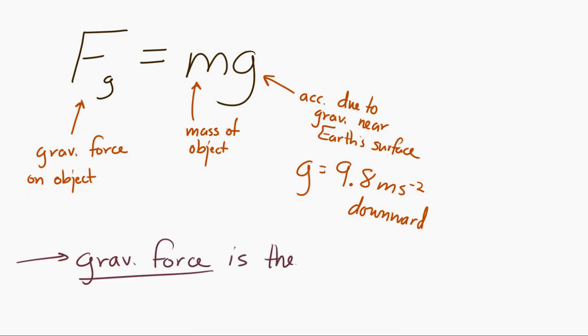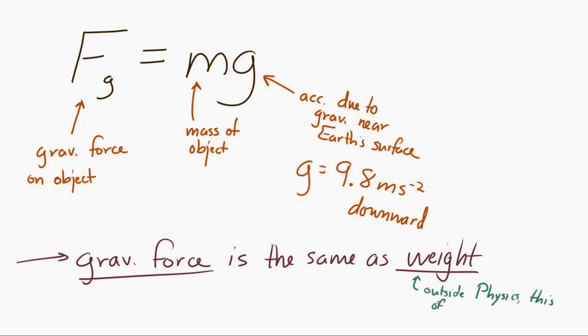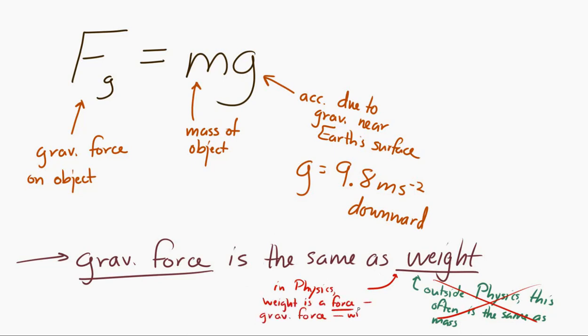So this is a little confusing because if you exit the physics classroom and you go out into the world, when people talk about weight, they often mean the same thing as mass. However, in physics, weight means the same thing as gravitational force. Weight is a force in physics. Weight has units of newtons. Mass, on the other hand, has units of kilograms. They're 2 different things. Weight and mass are not the same thing in physics. So keep that in mind.